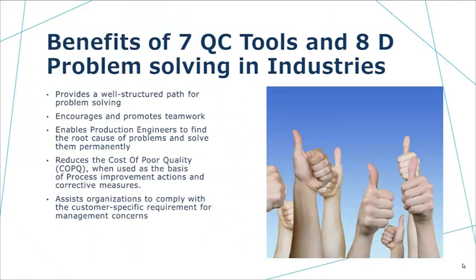The benefits of using the 7QC tools and 8D problem-solving in industries are substantial. These methods provide a well-structured path for problem-solving, encourage and promote teamwork, enable production engineers to find the root causes of problems and solve them permanently and effectively, and actually reduce the cost of poor quality. They also assist organizations in complying with customer-specific requirements for management concerns.